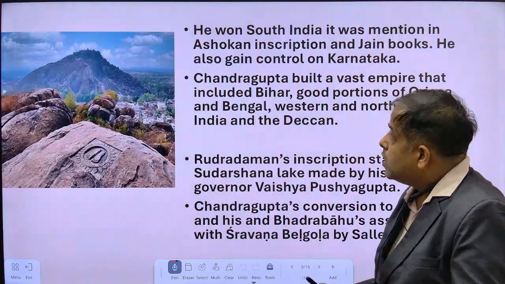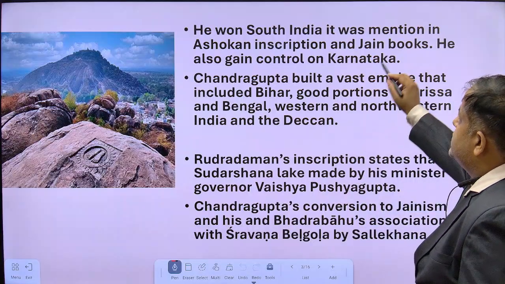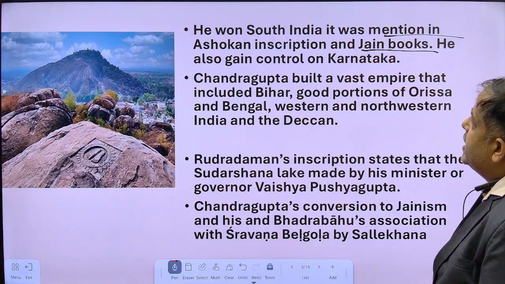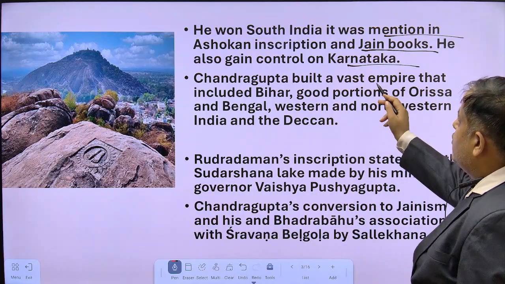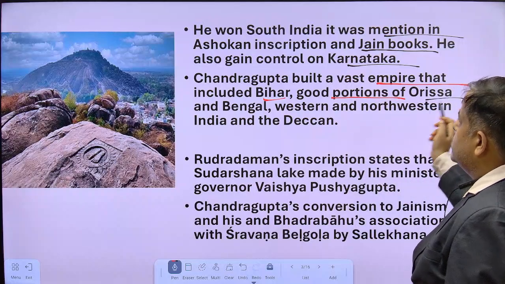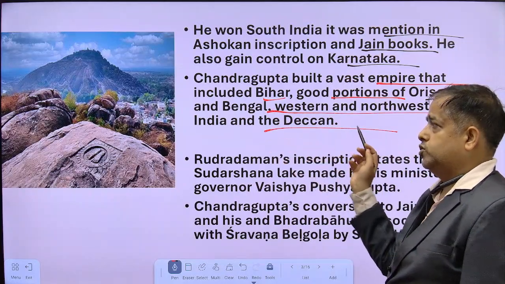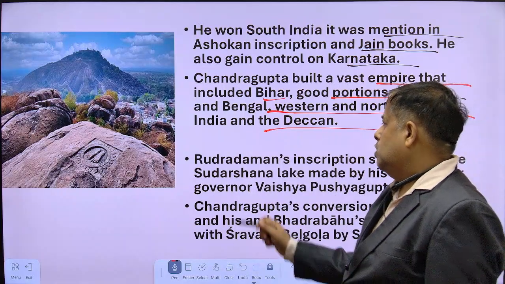Okay. Then beta, Chandragupta Maurya won South India. It was mentioned in the Ashokan inscription and Jain books. He also gained control of Karnataka. Chandragupta built a vast empire that included Bihar, a good portion of Orissa, Bengal, Western and Northwestern India, and the Deccan. So you realize how much area they won.